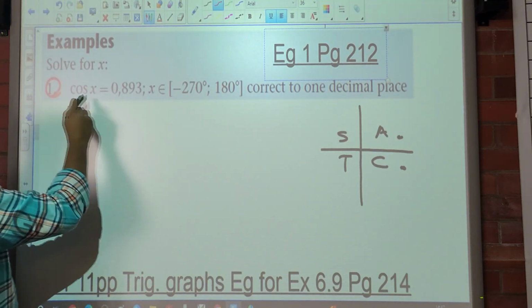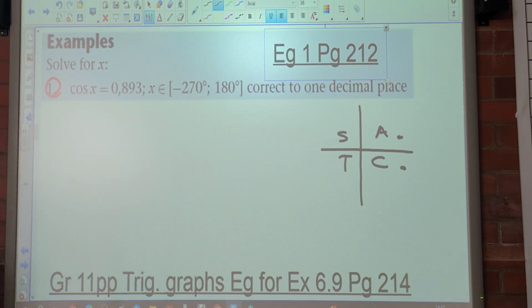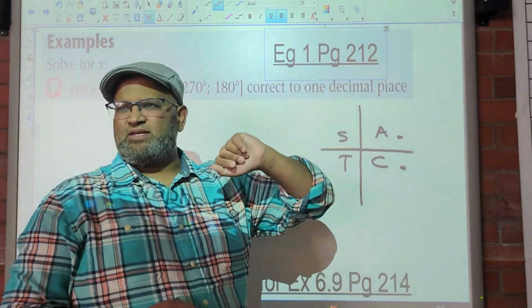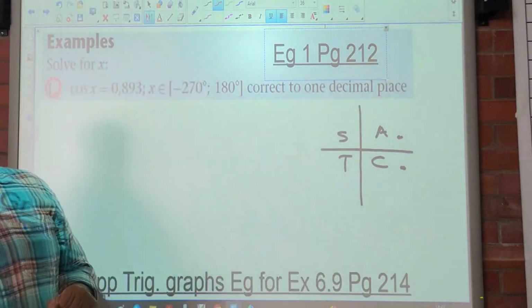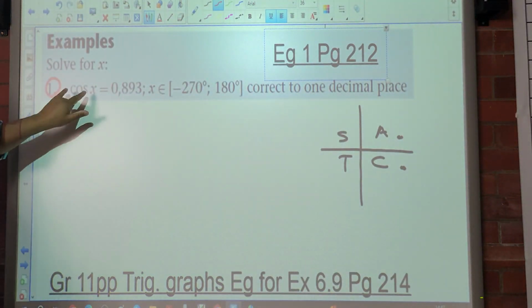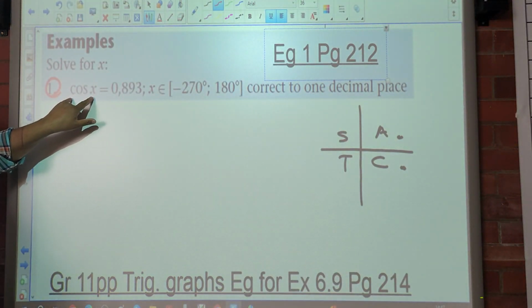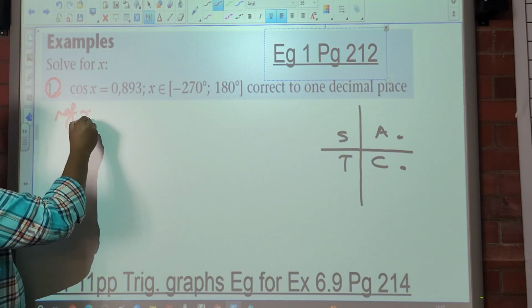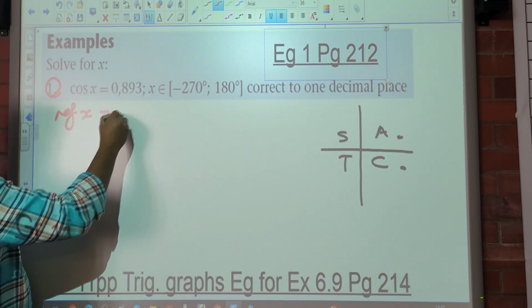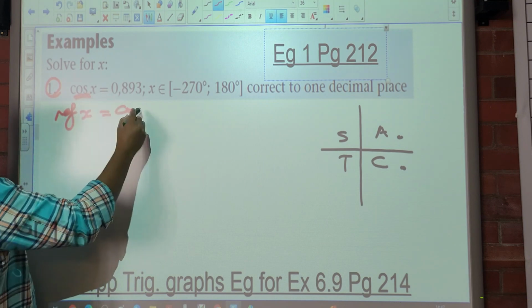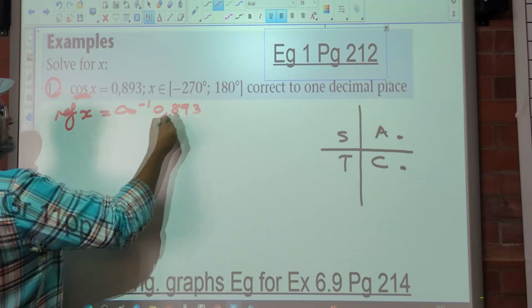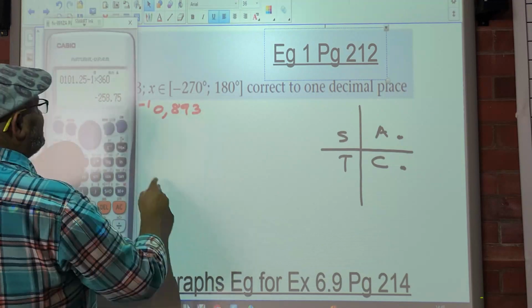So cos of x is equal to 0,893, for x an element of negative 270 to 180, correct to one decimal place. So where do we start? We start by getting the trigonometric ratio on its own. Is it on its own? Yes. So I can work out my reference angle. So I say arc cos now, not sine, because I'll be busy with cos. Arc cos of 0,893. We put that in the calculator.